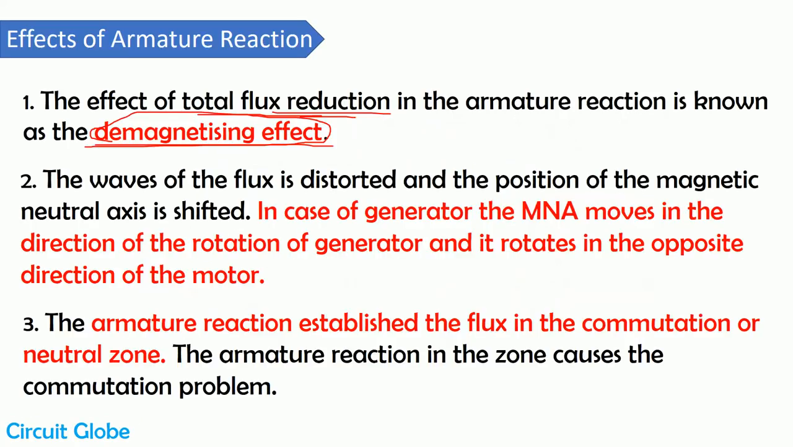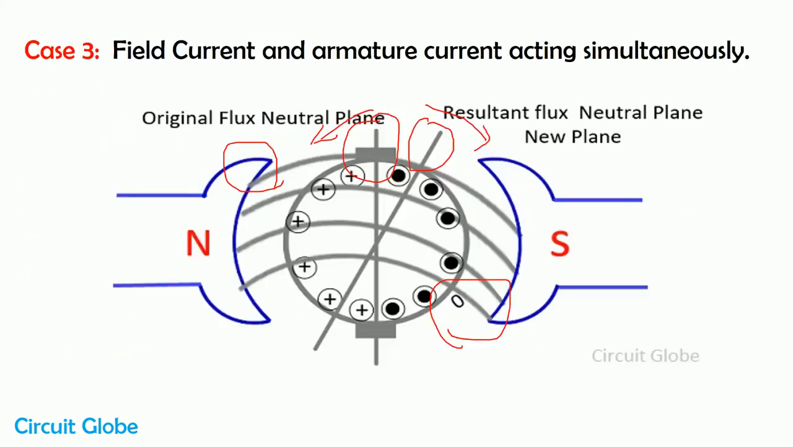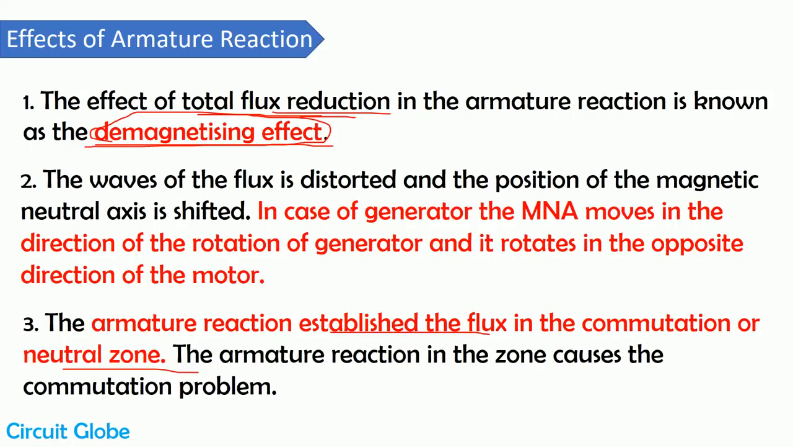Now consider the third case. The armature reaction establishes flux in the commutation or neutral zone of the machine. As I explained earlier, in the neutral zone of the machine no EMF is induced, because we place our brushes here. Because of the armature reaction, flux is induced in that axis. That means flux is induced in the commutation axis of the machine, which means the brushes may get damaged. So these are the main effects of the armature reaction on machines.